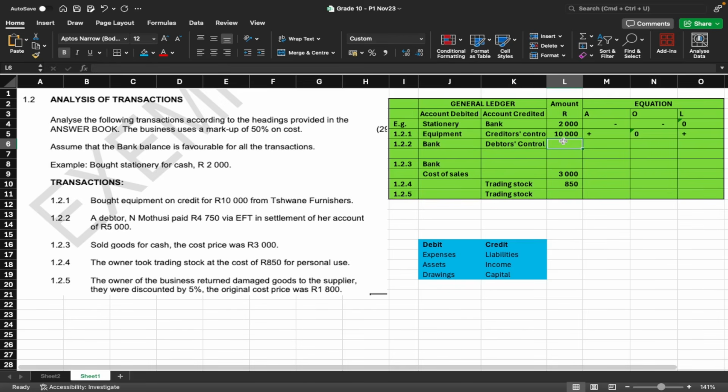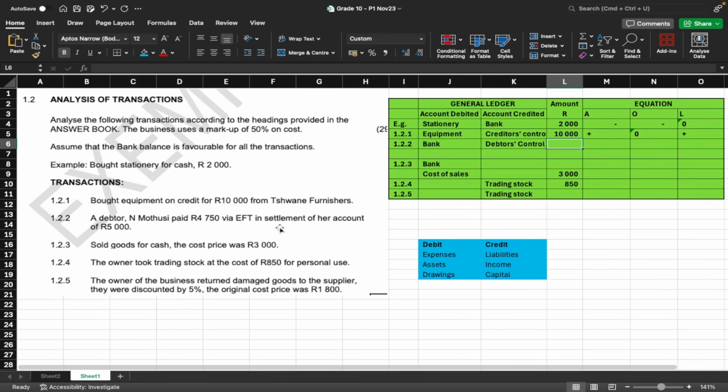But what is our amount here? You can see here that we received 4,750 rand, and it says in settlement of her account of 5,000 rand. So this person owed us 5,000 rand, but they're only paying us 4,750, and that has settled their account. What is happening to the other 250 rand? That is 5,000 minus 4,750 is 250 rand. Why are they not paying us the full 5,000 rand? Well, the easy answer there is that we gave them a discount.